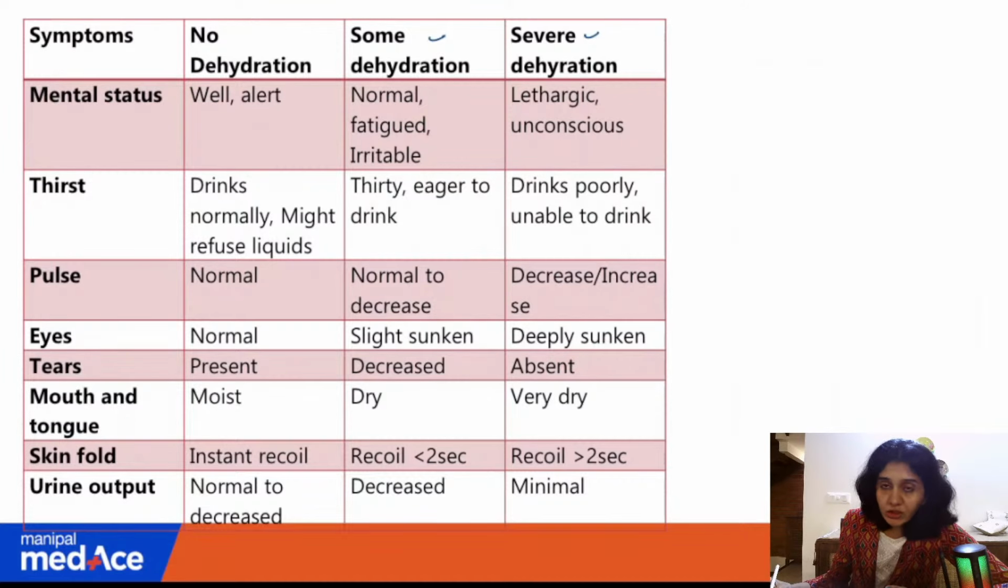Mouth and tongue moist in no dehydration. In some dehydration, it is dry. In severe dehydration, it is very dry, parched. Skin fold, instant recoil: if you pinch the skin, it goes back immediately. In some dehydration, it takes less than 2 seconds. In severe dehydration, it takes more than 2 seconds. Urine output normal to decreased in no dehydration, decreased in some dehydration, and very minimal in severe dehydration. So this is the classification of dehydration, very, very important. It is covered in PSM as well as in pediatrics.